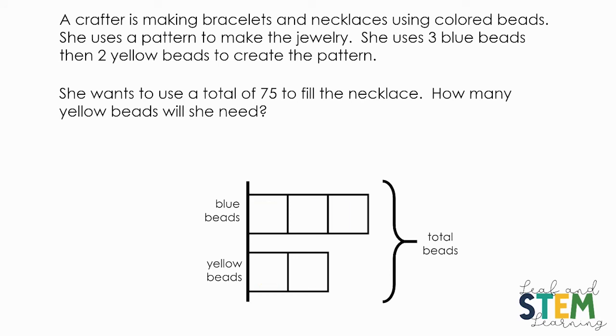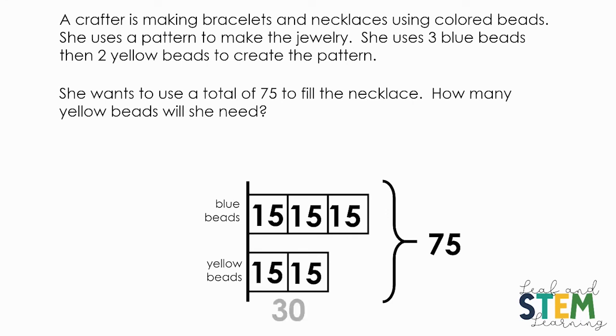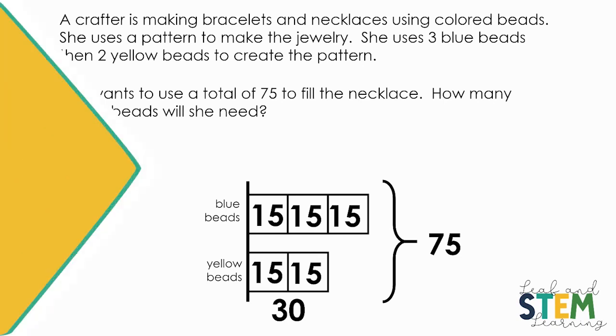We can use information from the problem to replace parts of the model. We know that there needs to be a total of 75 beads. If we place 75 as the total, and then split it among the 5 boxes, 75 divided by 5 is 15, so we place a 15 in each of the boxes. If we do that, we can now figure out that the total number of yellow beads is 30. Because 15 plus 15 is 30, or 15 times 2 is 30.